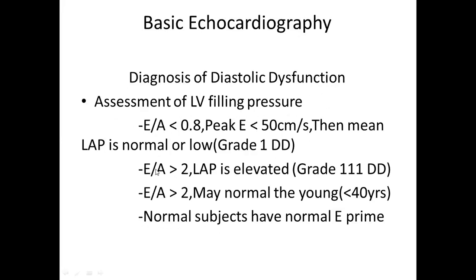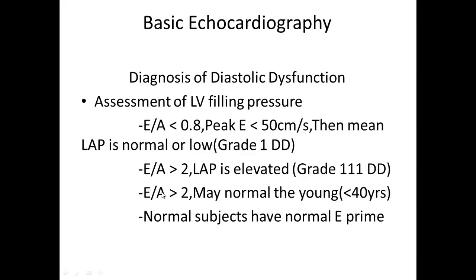However, if the E to A ratio is greater than 2, this is what we call the restrictive physiology. E to A ratio greater than 2, your left atrial pressure is elevated, and this is your grade 3 diastolic dysfunction. So patients with restrictive physiology, where your E to A is greater than 2, left atrial pressure is elevated, it's a grade 3 diastolic dysfunction. So you should pick up by now that when you have an E to A greater than 2, that's what we call restrictive physiology. This is one of the worst stages of diastolic dysfunction, grade 3.